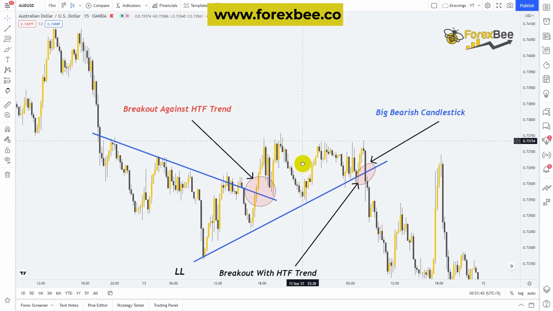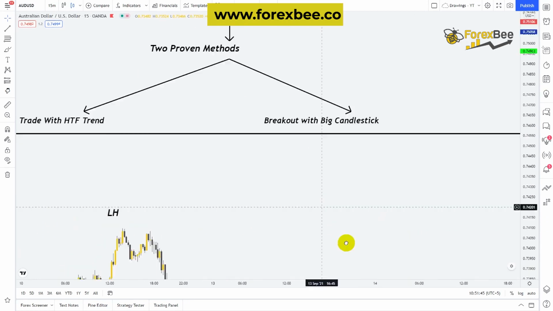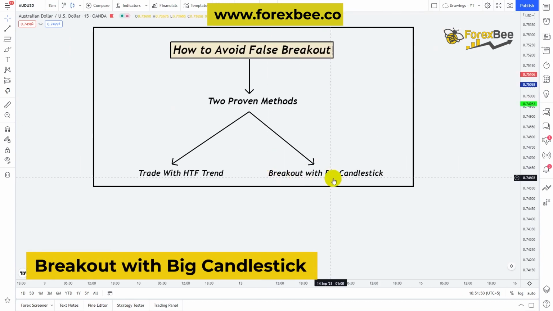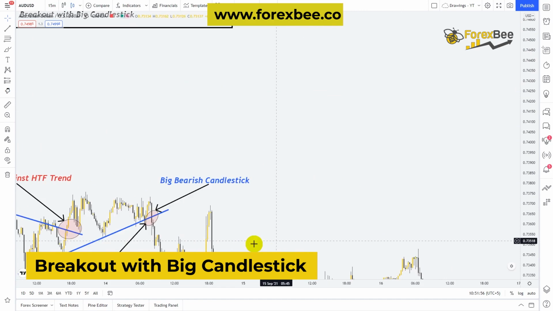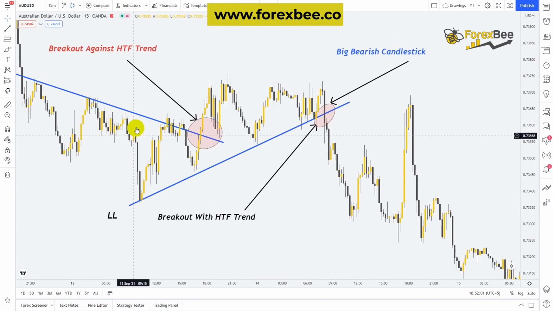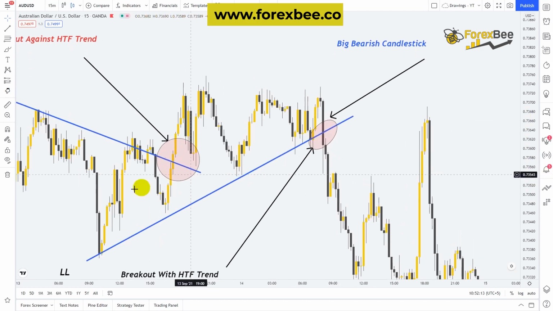Now let's talk about the second method to avoid the false breakout. We should always look at the breakout candlesticks, the candlesticks that are breaking the level. Here, in the same area where the overall trend in the higher time frame is bearish, we can confirm that this candle is breaking out this level. The market was bullish from here to here, and now the breakout must happen in the bearish direction.